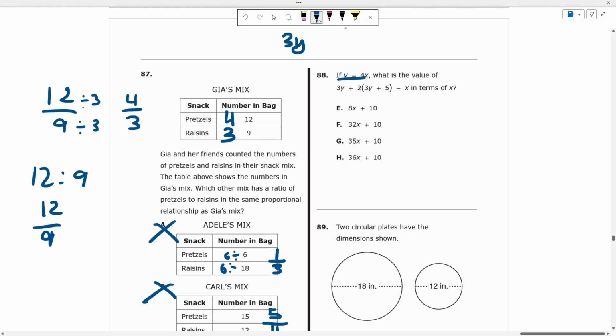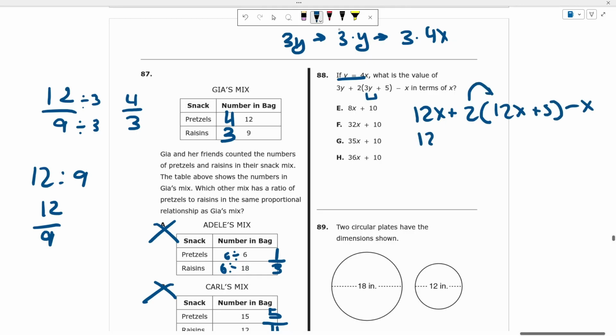If 3y is the same thing as saying 3 times y, and we know that y is equal to 4x, this is the same thing as saying 3 times 4x, or 12x. We have 12x, I'm going to erase that. We have 12x plus 2 times 3y, which we know is, again, 12x, plus 5 minus x.